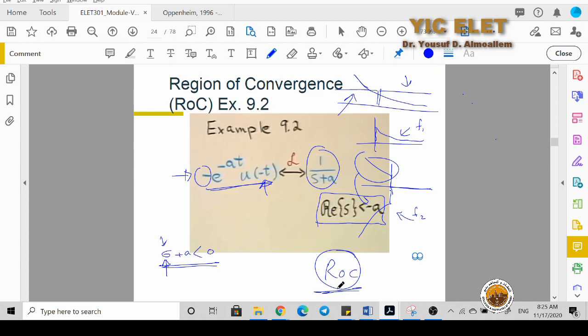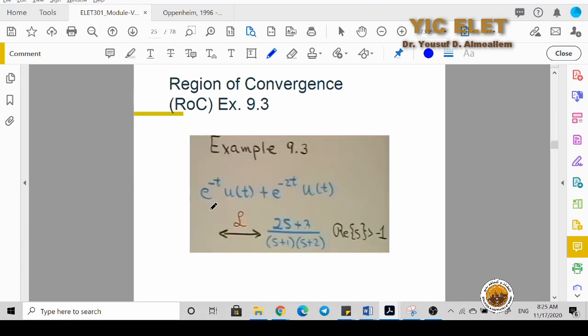Now, let's take another example, example number 3. If we take this example, which is e raised to the power minus t times u of t, what is a here equal to?